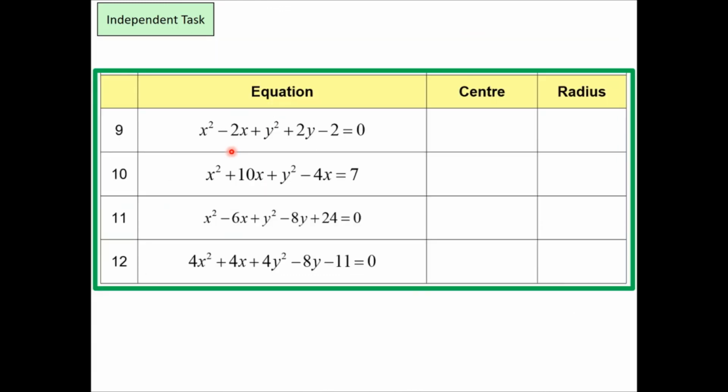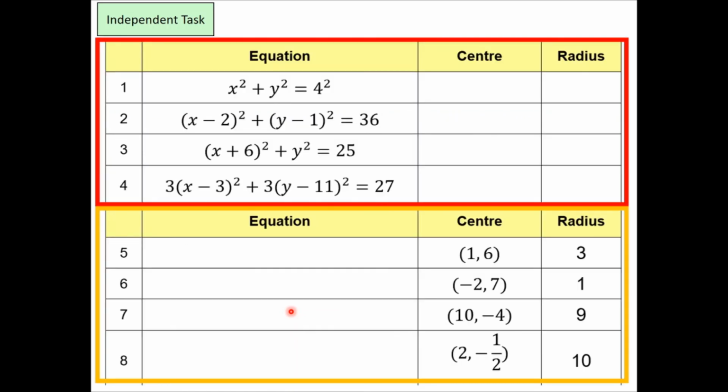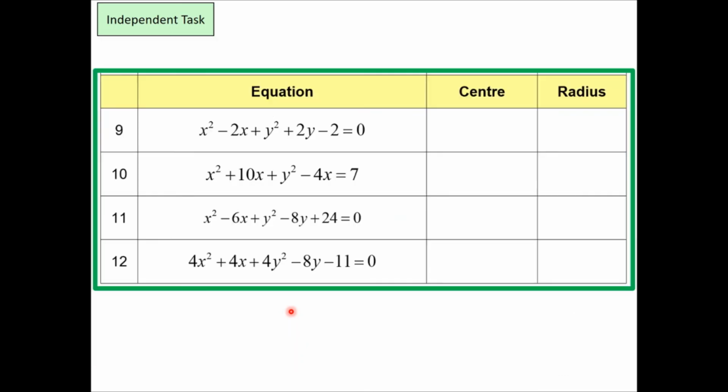And on the green section, I've given you the equations, and I want you to again work out the center and radius for each question. And for this, remember, you need to use completing the square. And what I want you to do is complete 3 questions from the red, 3 from the amber, 3 from the green. So that's 9 questions in total.